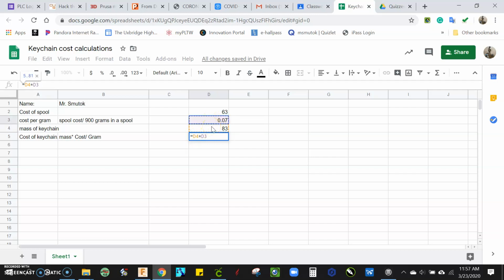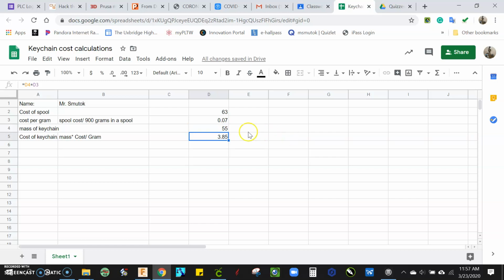Okay, so notice I'm using the locations for the formulas, I'm not typing in the numbers. And I'm doing that for a good reason. If I made a mistake and went back and changed this and I went, oh, it's not 83 grams, it's only 55 grams, my whole price, everything changes. I didn't have to do any extra work.